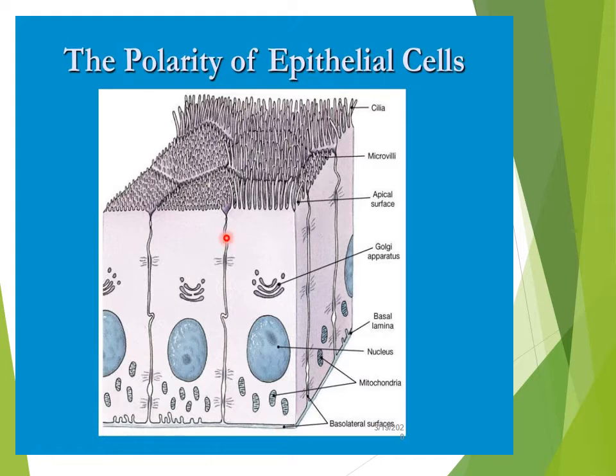The lateral domain of the epithelial cells comes in contact with the other epithelial cells. So they are in close proximity and close contact with little or no intercellular space between them. Now these lateral surfaces form the junctional complexes, called the intercellular junctions, which are today's topic.